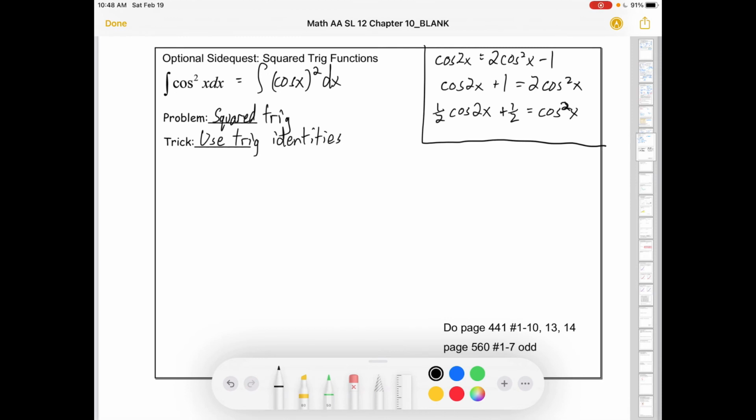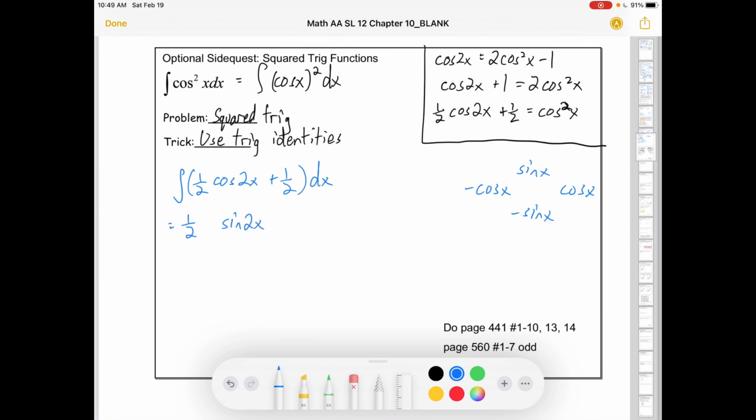And so if I write it in this form, 1/2 cos 2x plus 1/2, that's what we're integrating. I'll write my wheel of trig over here. And I know I go counterclockwise to anti-differentiate. The 1/2 stays. Cos 2x anti-differentiates to sine 2x.